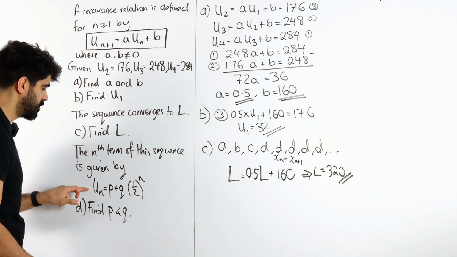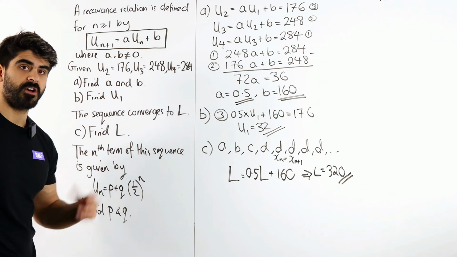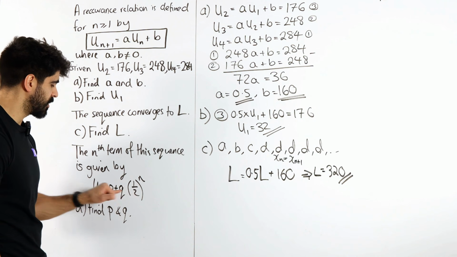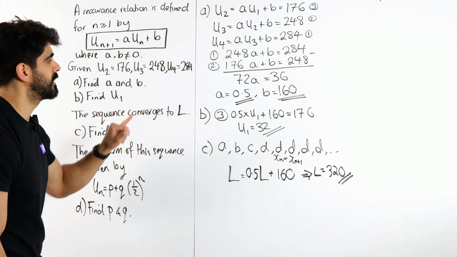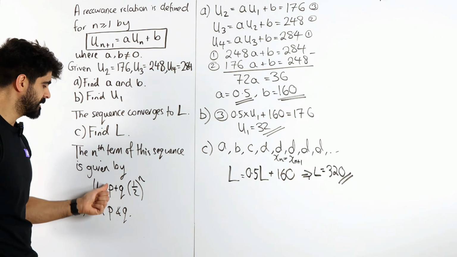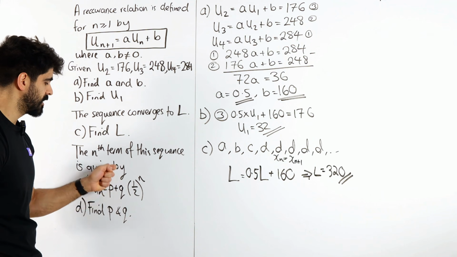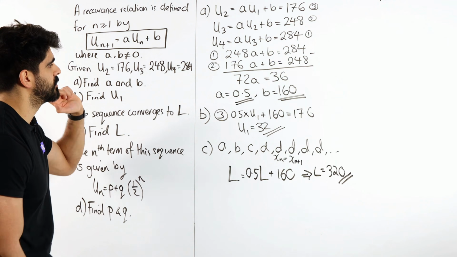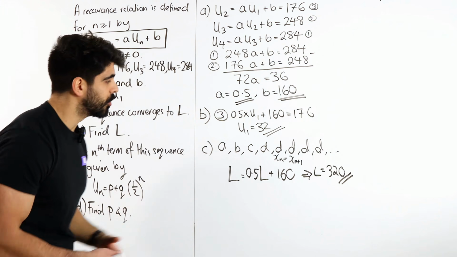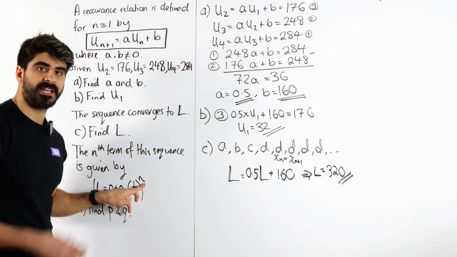Now it's quite simple. There's different ways you could do this. You could say, all right, U1 is P plus Q times a half to the power of 1. A half to the power of 1 is a half, so P plus Q times a half. So P plus half Q is 32. And then you could do U2 is P plus Q times a quarter, because a half squared is a quarter. So P plus a quarter Q is 176, and solve simultaneously.